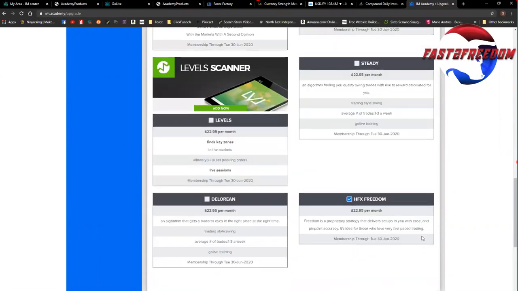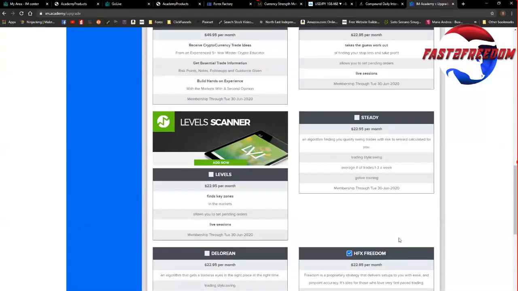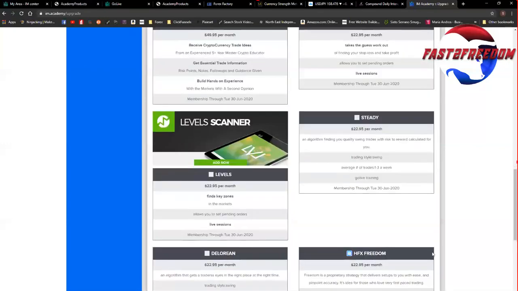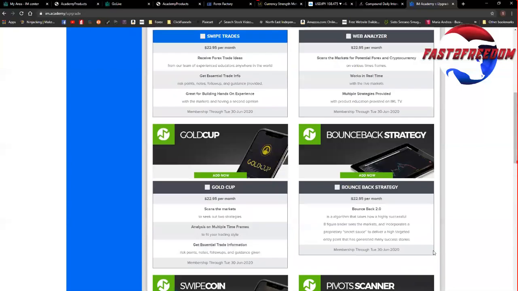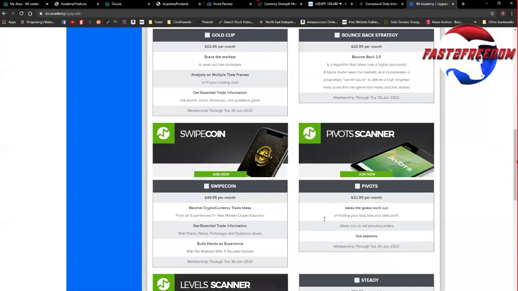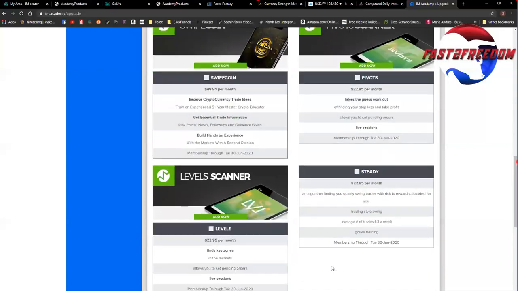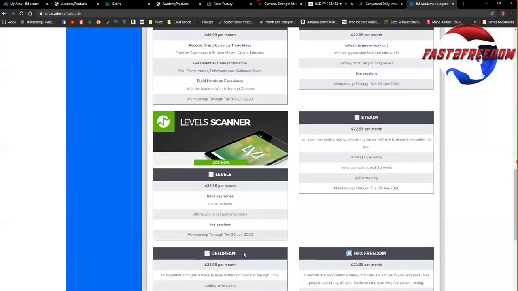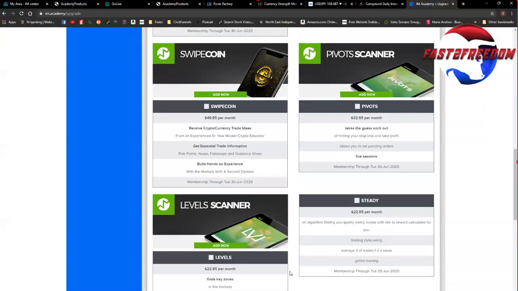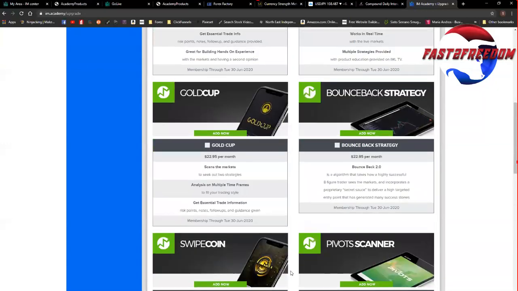Then it'll add the strategy to, actually, let me unclick that. It'll add that strategy to all of this you can add. These are different strategies: the Go Cup, the bounce back strategy, pivot, swipe coin. I don't know if any of you are familiar with any of these, like the DeLorean. I've actually studied the DeLorean. It's a really good strategy as well, but that is for traditional Forex, so I'm not even going to get into that.